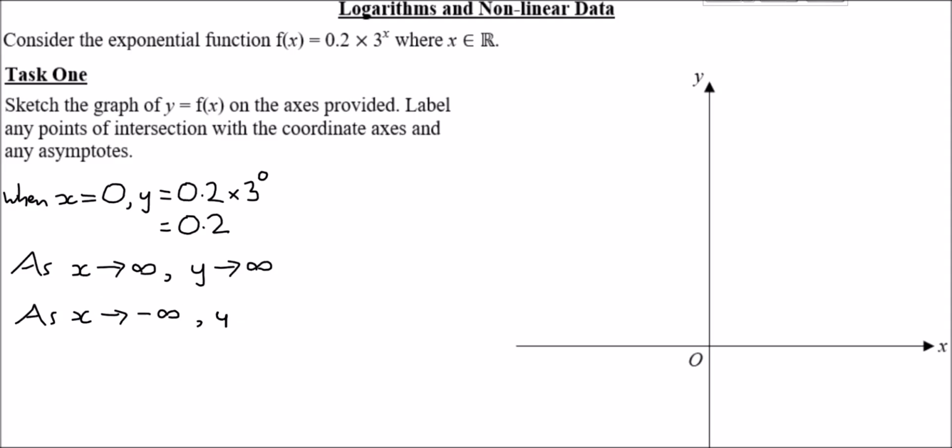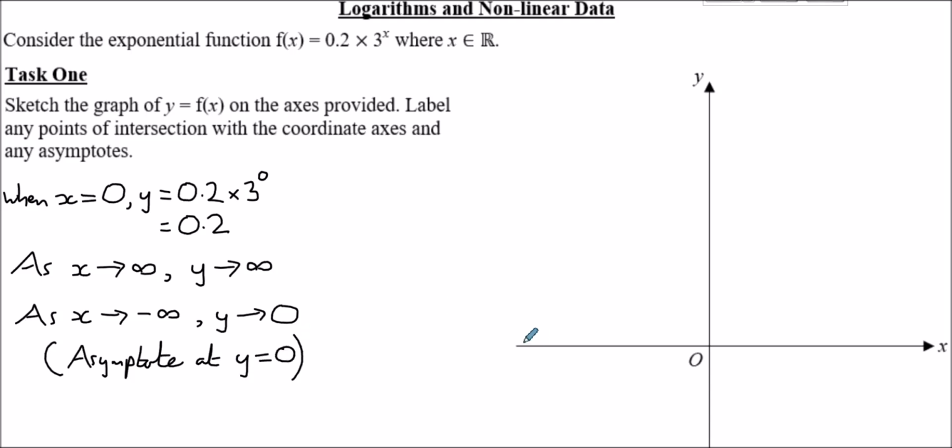Going the other way around, as x goes smaller and smaller in the direction of negative infinity, y is going to go down towards 0, because 3 to the negative x is the same as 1 over 3 to the power x. So as x gets bigger, 3 to the power minus x gets smaller and smaller until it gets closer and closer to 0. So y is going to go towards 0.2 multiplied by 0, which is 0. Therefore, there's going to be an asymptote at y equals 0, which is the x-axis.